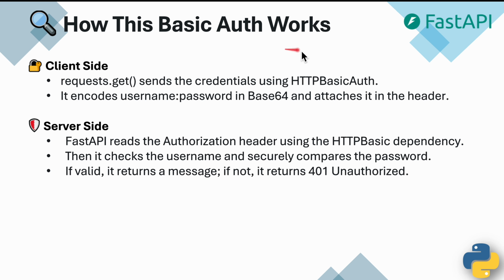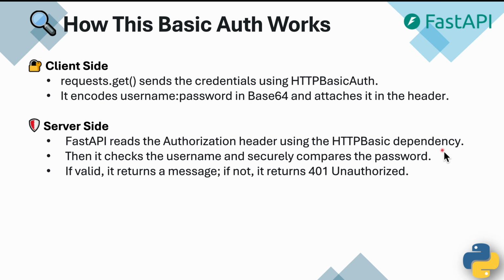How this basic auth works. Client side: the client's requests.get sends the credentials using HTTP basic auth, and it encodes username:password in base64 and attaches it in the header. Server side: FastAPI reads the authentication header using the HTTP basic auth dependency, and we are going to write it.